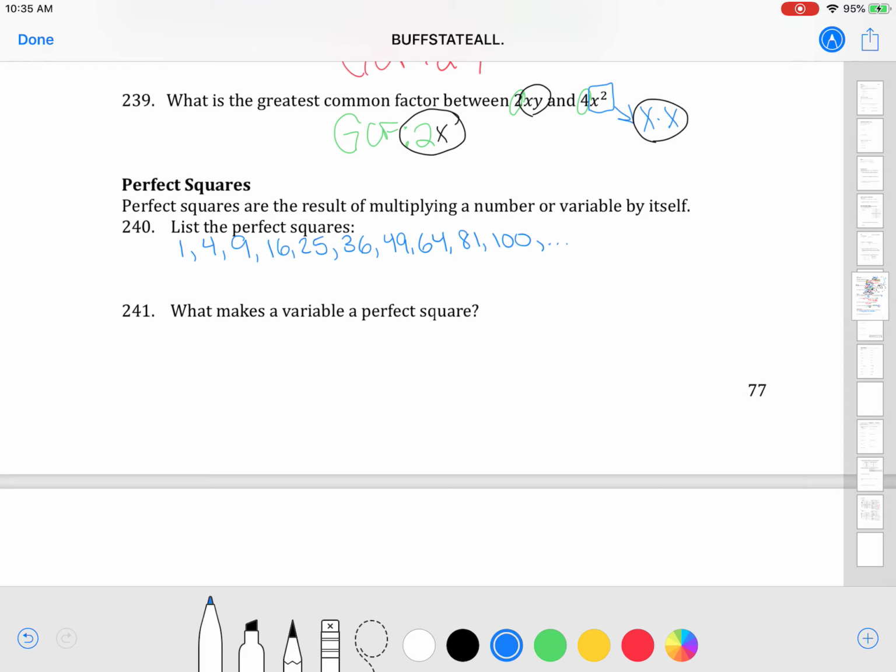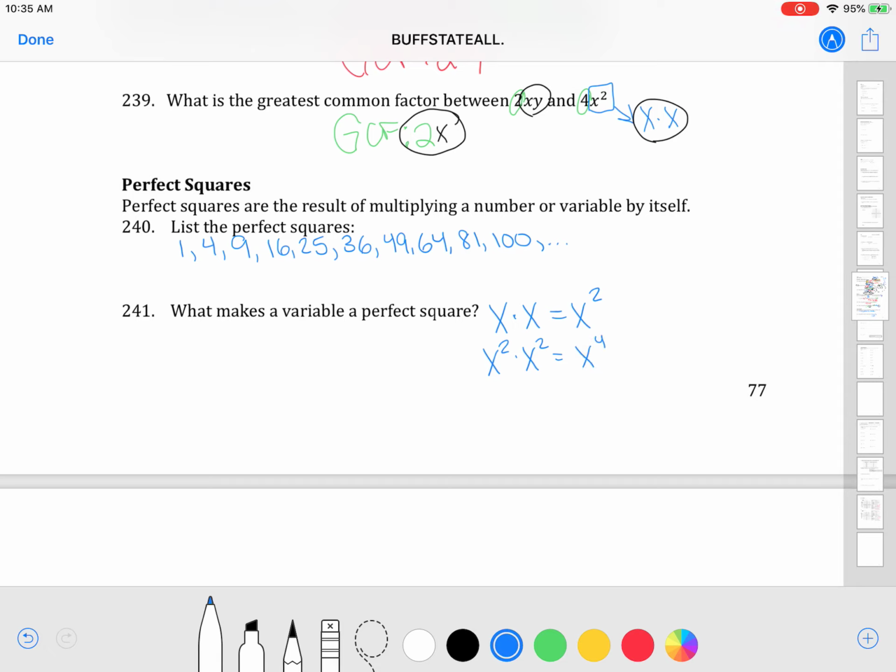Next one, what makes a variable a perfect square? Again, going back to that x times x. If you multiply x by itself, you end up with x squared. That's the one you're going to see most often. I'll show you a different one. If you do x squared times itself, x squared, it'll end up getting you x to the 4th.